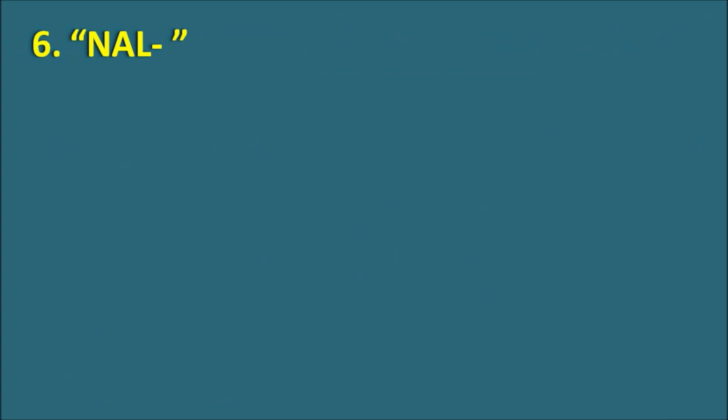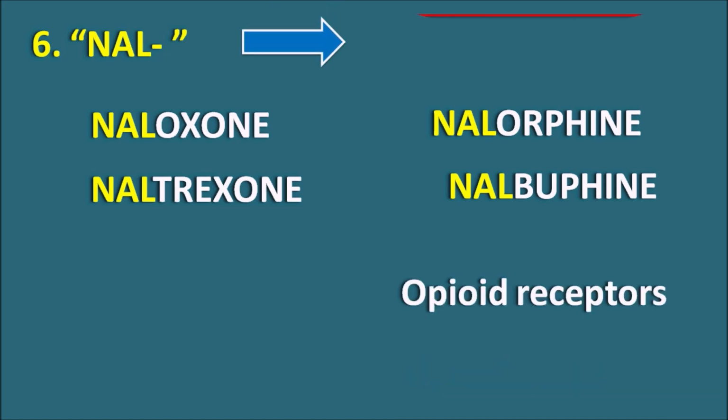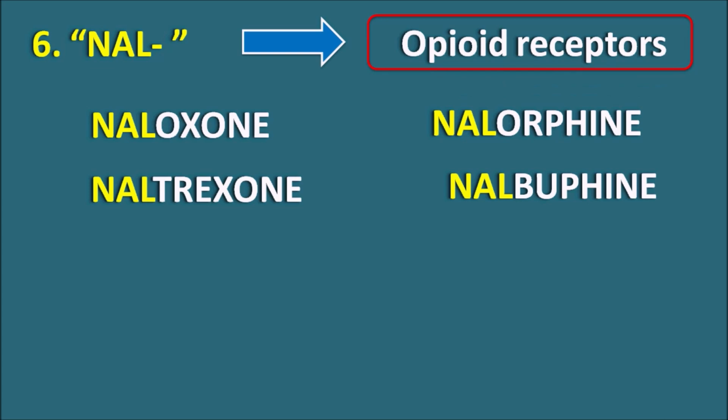Sixth one is the NAL. So we have few other drugs like the naloxone, naltrexone, nalorphine, nalbuphine. All these drugs are having the prefix NAL. And what about this prefix? So here NAL indicate these drugs are going to be acting on the opioid receptors.